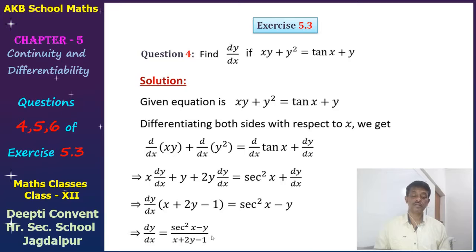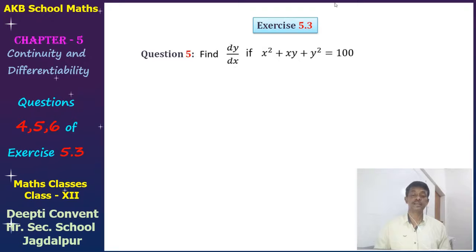So y may be in terms of x, or y, or in terms of both x and y. Maybe here the derivative is in terms of x and y. So dy by dx is this. So this is the solution of question 4 of exercise 5.3. Now take the next question, question 5.